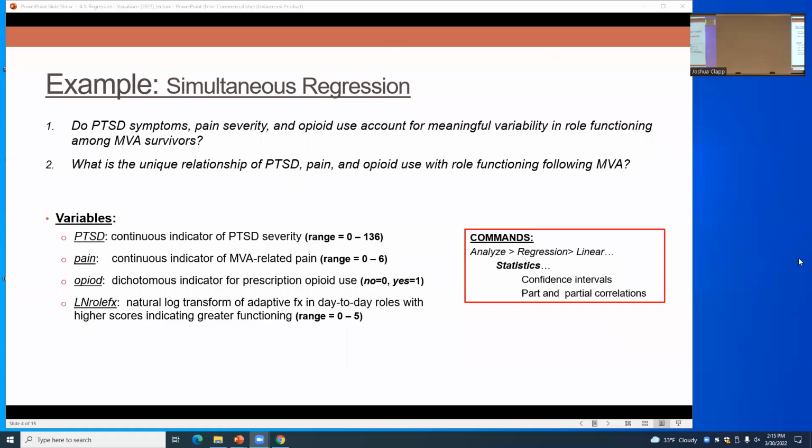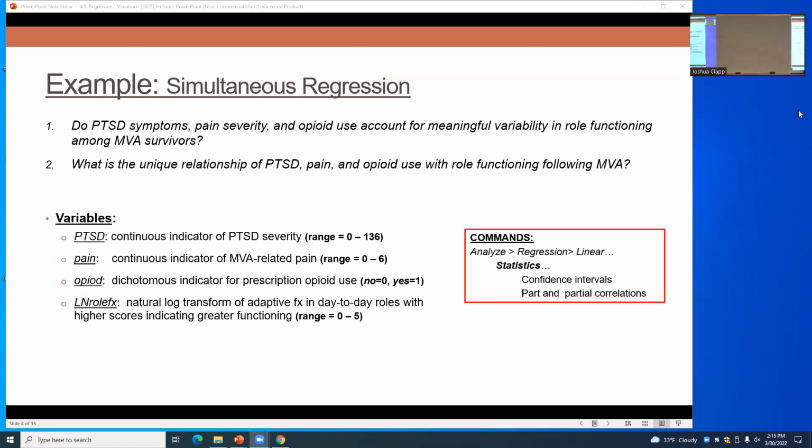All right. So we finished up talking about going over our basic simultaneous multiple regression using this data on car accident survivors, looking at the impact of PTSD, pain, and opiate use on role functioning. So we went through, did the screening with this, all familiar with this data set and kind of what's going on.